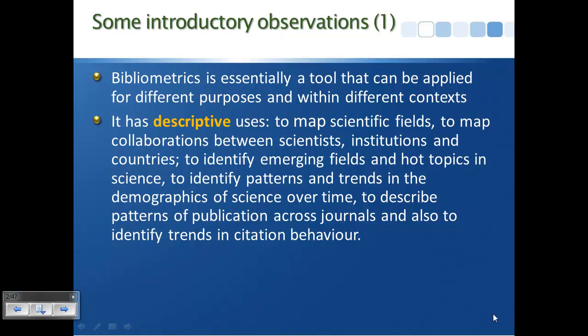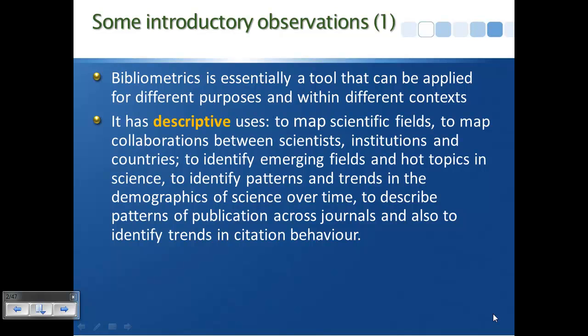There are methodologies and algorithms to identify emerging fields and so-called hot topics in science early on in the history of a discipline. And if you have the relevant data, which I'll come back to, of course you can also look at patterns and trends over time in terms of the demographics of science. By that I mean the biographies of the scientist or author. So you can look at trends and patterns in the production of female scientists versus male scientists, or young scientists versus old scientists, and so on.